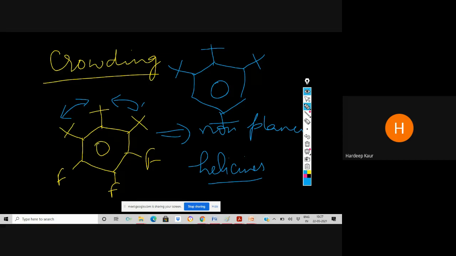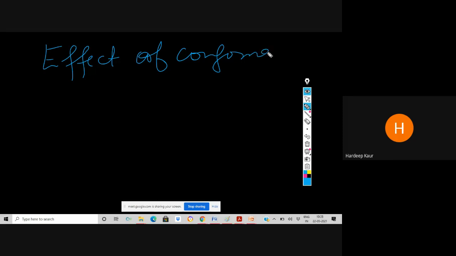Now let us take the effect of conformation on reactivity. So the next topic is what will be the effect of conformation on reactivity. First we will take the examples of acyclic molecules.